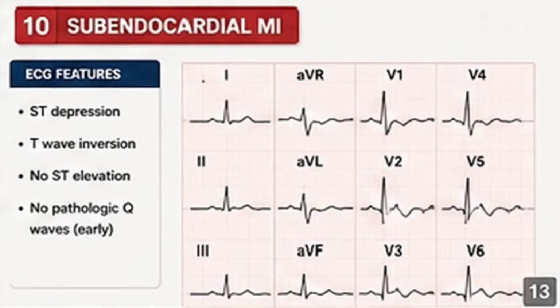Subendocardial ischemia. Subendocardial ischemia affects the inner layer of the heart muscle without full thickness damage, and the typical ECG findings are widespread ST depression, T wave inversion, and no ST elevation. This pattern is commonly seen in NSTEMI or severe coronary artery disease.